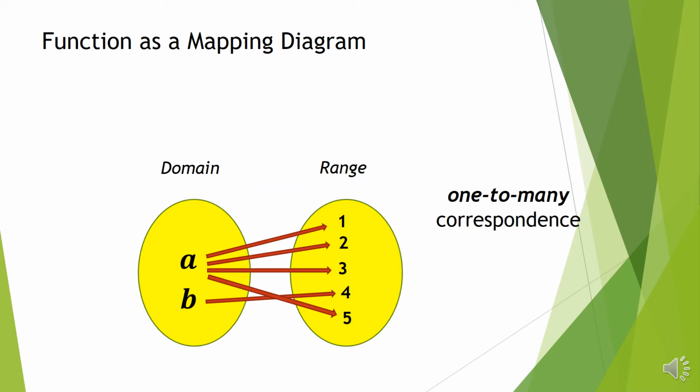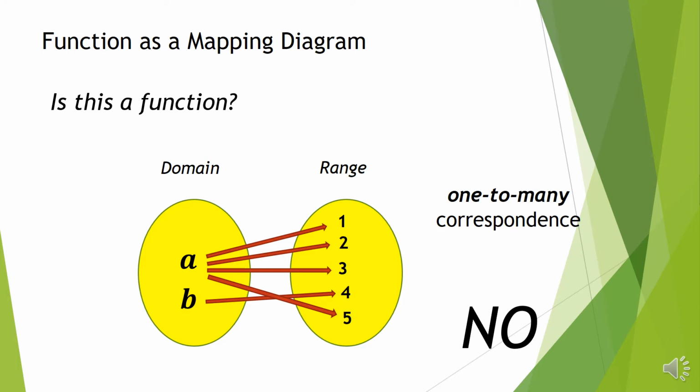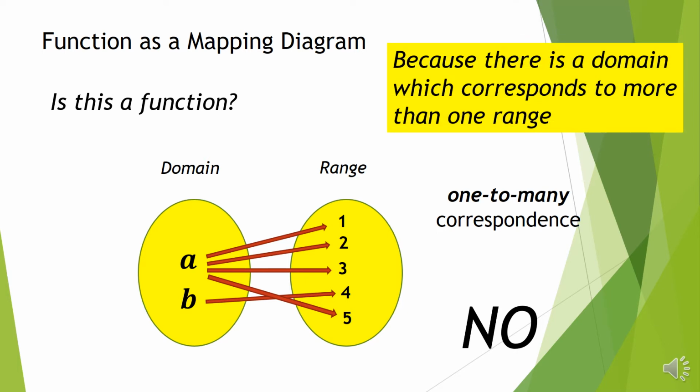How about one-to-many correspondence? Is this a function? The answer is no, because there is a domain which corresponds to more than one range. You have observed that A corresponds to 1, 2, 3, and 5. Then we can say that this is not a function.